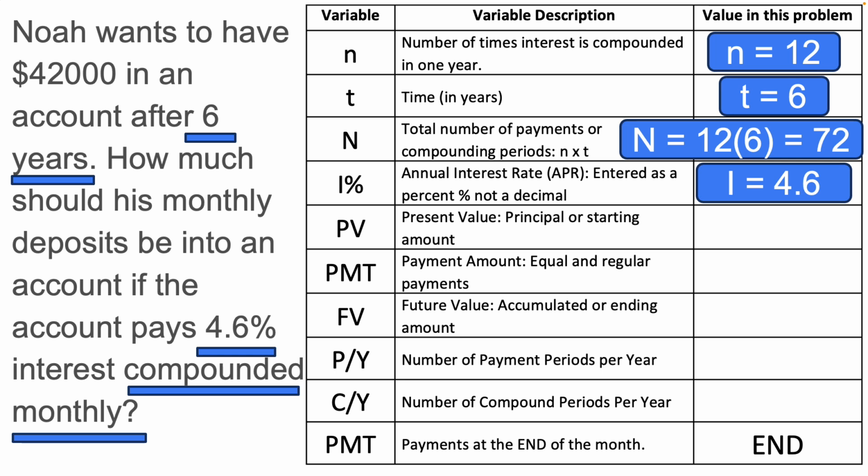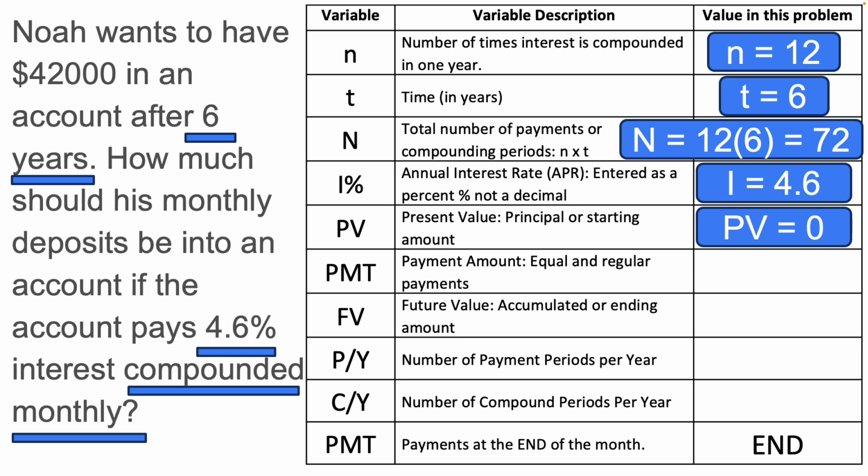Now let's find PV, which is the present value. This is the principal or starting amount in the account. This present value can be a little tricky. It does not explicitly state that Noah is going to start with an initial investment of $2,000, $3,000, $4,000. So in this case, we need to assume that he is going to start with an initial amount of 0. So the PV, or the present value, is going to be 0. It only says he's going to make monthly deposits. It does not reference a starting or initial amount.